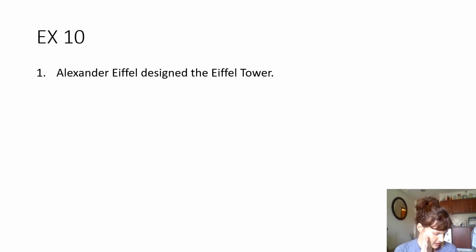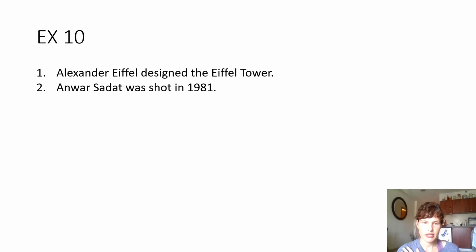Anwar Sadat shot in 1981. Okay, so did he shoot someone or did someone shoot him? Actually, to be honest, I don't really know about the history of this guy. His name sounds like he's from a Middle Eastern country. Maybe you know. If you know, tell me in the WhatsApp group. But let's see, what did I put? He was shot in 1981, right? Yeah, I guess someone killed him that way.